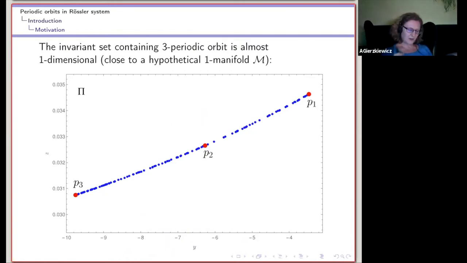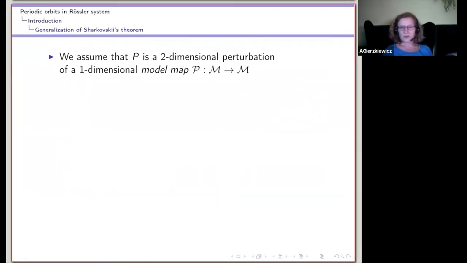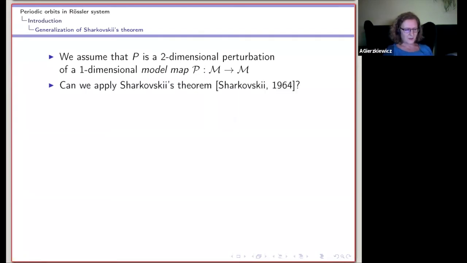Okay, now suppose for a moment that we have some hypothetical one-dimensional manifold, which I will call calligraphic M, and suppose that the Poincaré map is indeed a two-dimensional small perturbation of a one-dimensional map, which I will call the model map, and denote by calligraphic P. Okay. So I will not be interested, in fact, if such a map exists, but I will ask what if it exists and what if this P is indeed a two-dimensional small perturbation of such a map. The question is, could we apply the Sharkovskii theorem there?